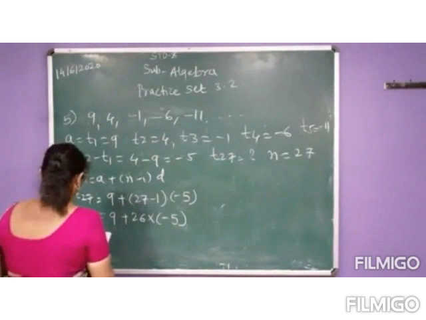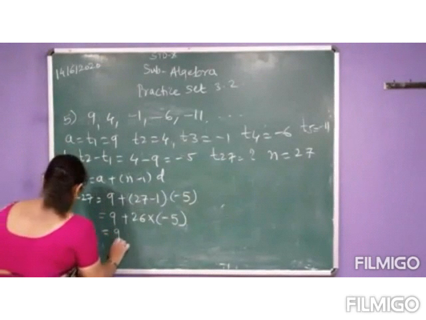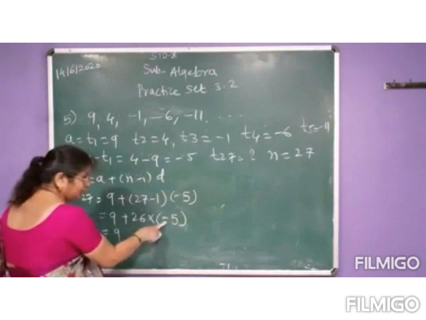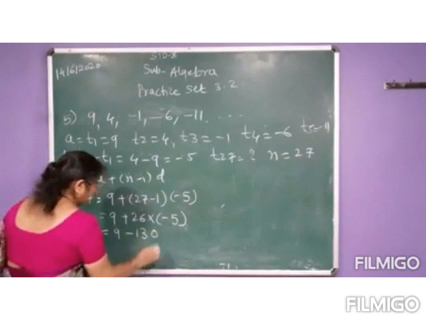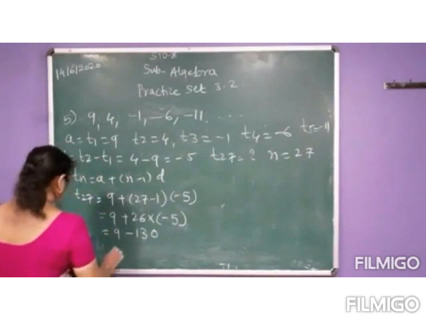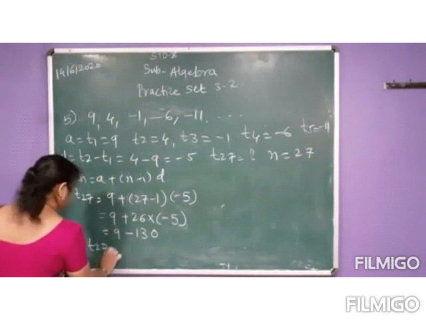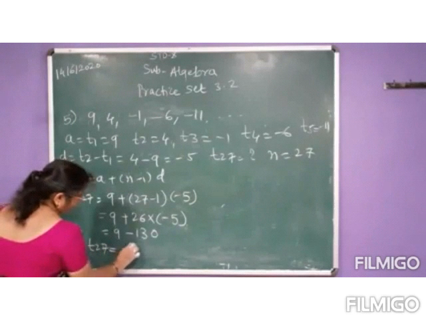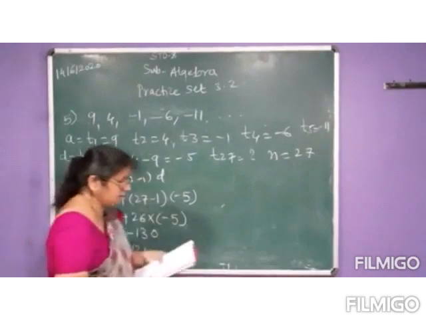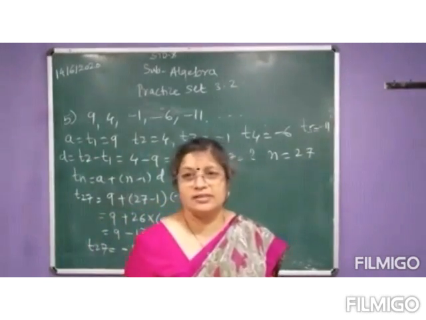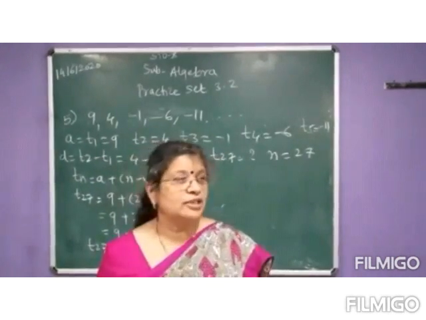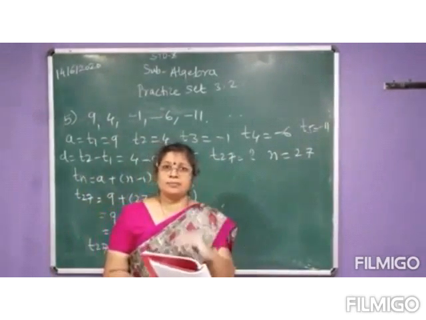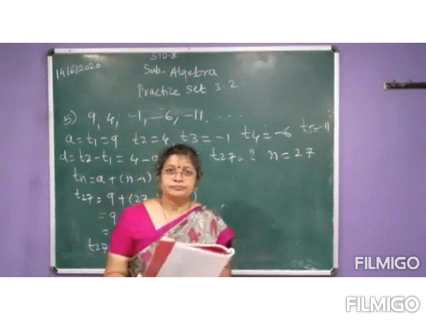Okay. So what answer will you get here? Now see here, 26 fives are 130, but the minus sign is there. So 9 minus 130. So T27 is equal to, now 130 minus 9, how much will you get? 121. But your answer is negative. So T27 is equal to minus 121. So like that, these are the simple examples which we have seen.